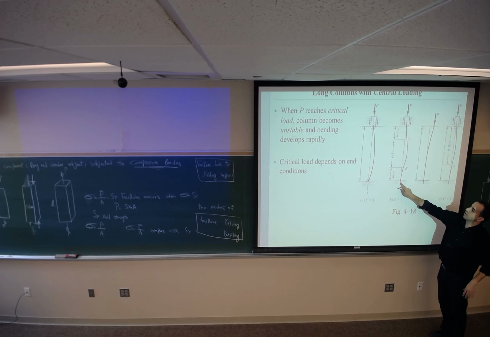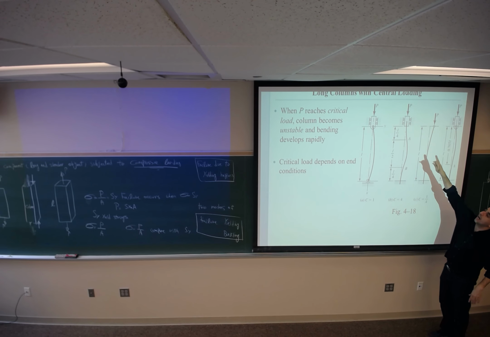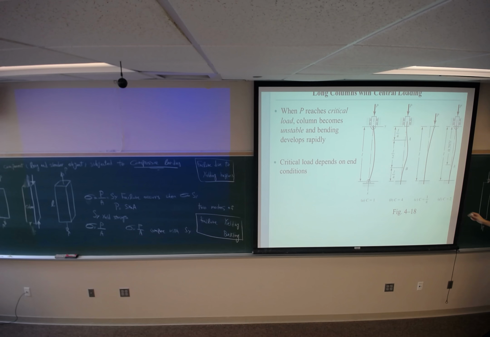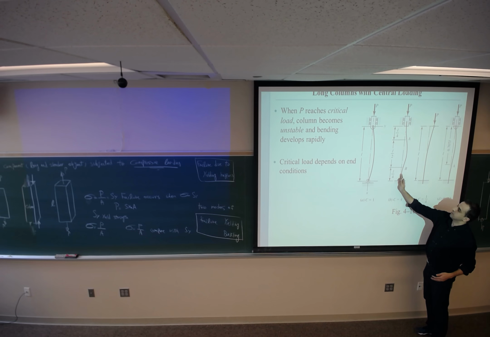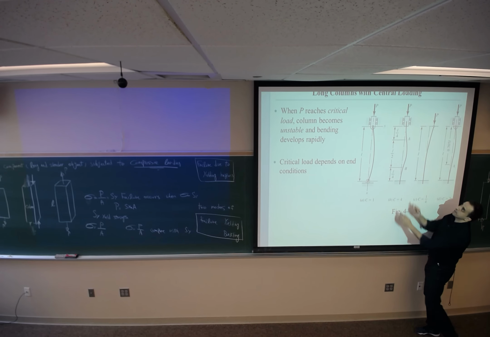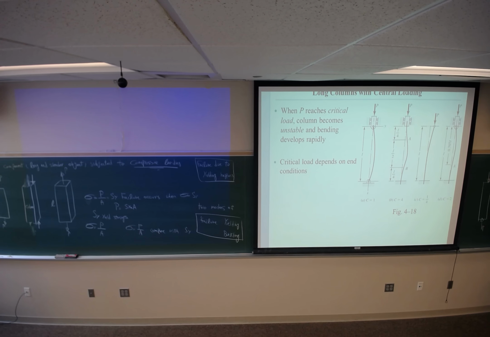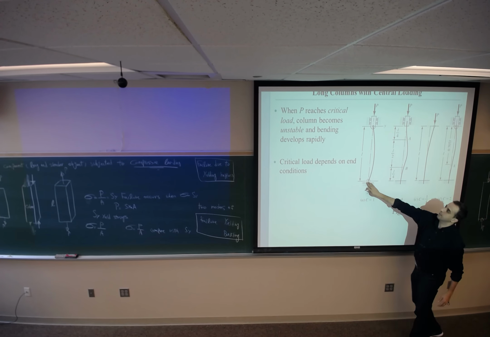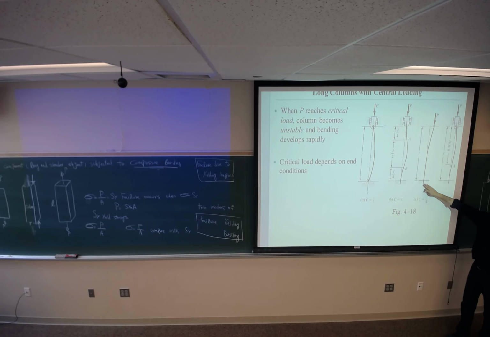The second condition would be both ends fixed. As you see, there is no slope at the end of the column. So we have fixed-fixed, then fixed-pin, and one end fixed and one end free, just something like this.